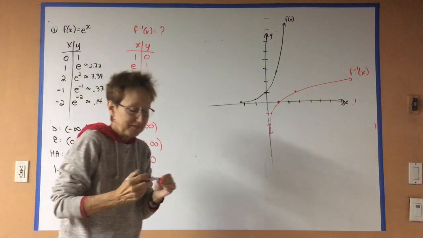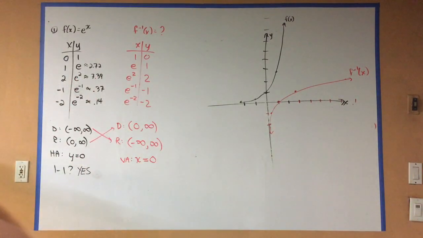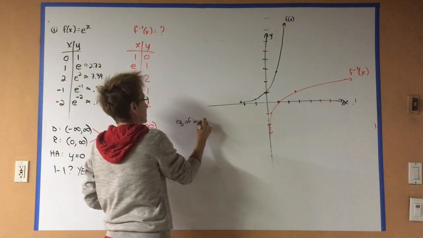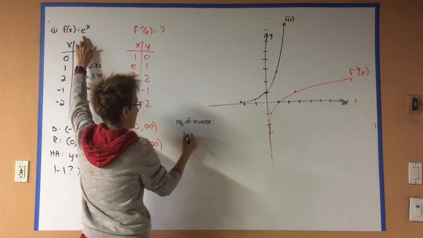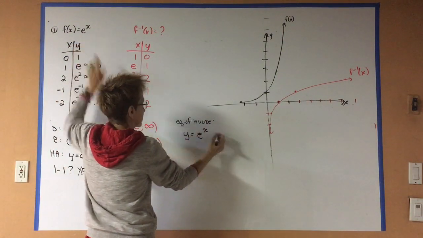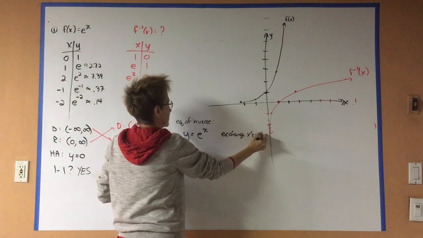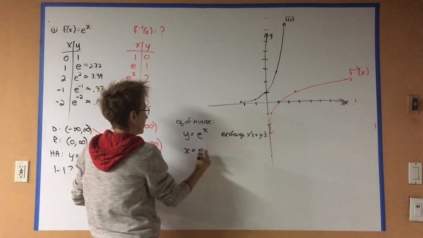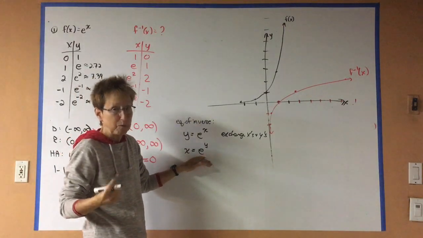The only thing I have left to do is figure out its equation. And I have a funny feeling I'm going to have the same issue again. So I try to do the equation of the inverse, and so I write down the original, which is y equals e to the x. I exchange the x's and the y's, so I get x equals e to the y.